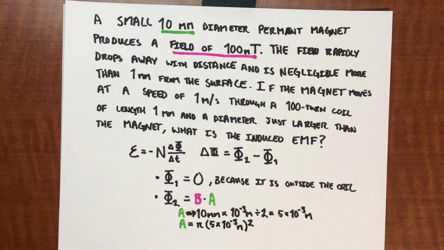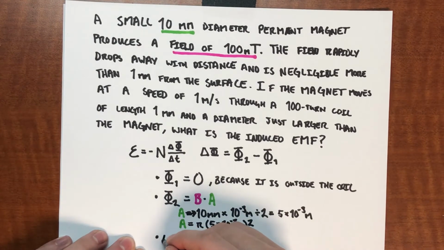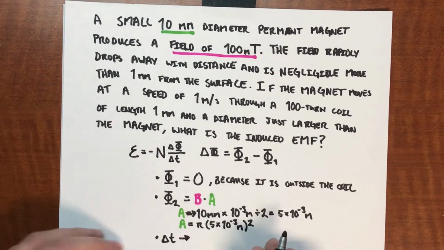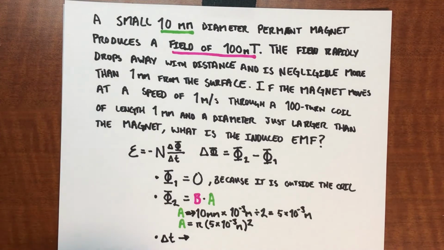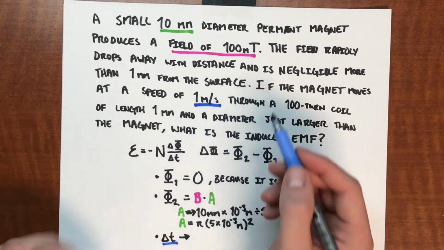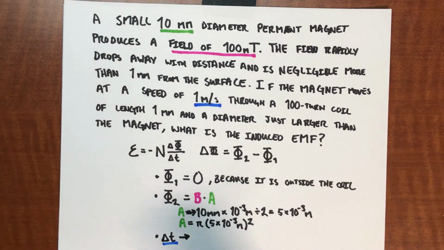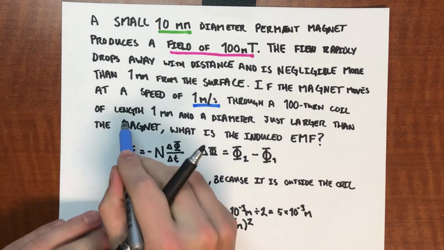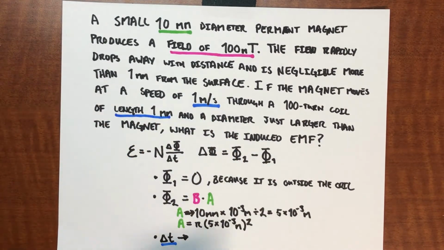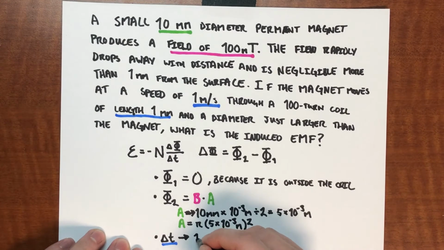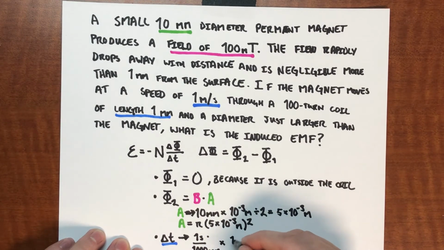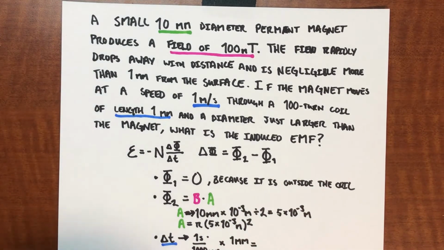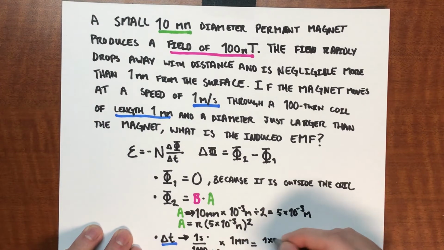Now that we have that value figured out, we can move on to figuring out how we can determine delta t, or the change in time. To determine delta t, we're going to want to look at the speed at which the magnet is moving through the coil and how large the coil is. We can assume that because the magnet is moving at 1 meter per second through a length of 1 millimeter, we can get the change in time by multiplying the distance traveled by the inverse of the speed. And from that, we get 1 times 10 to the negative third seconds.